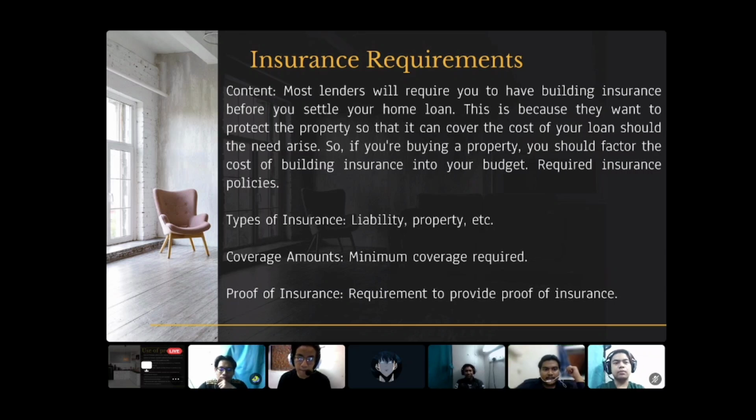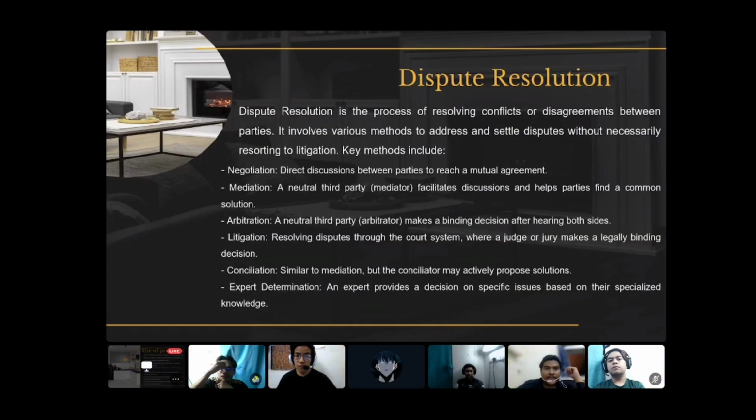So there are many types of insurance. So there are liability, property, and other examples. So the coverage amounts is the minimum coverage required, and proof of insurance is the requirement to provide proof of insurance.